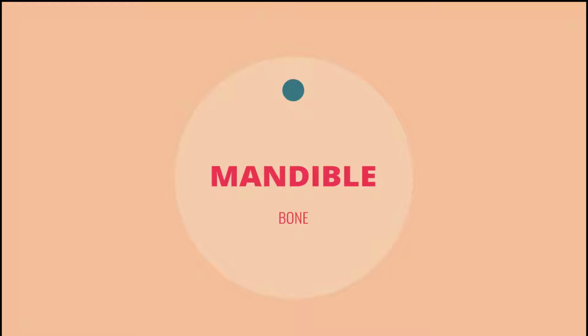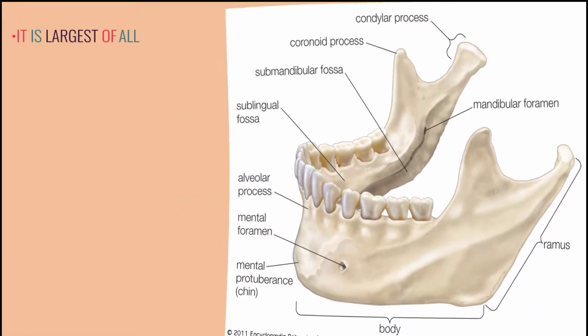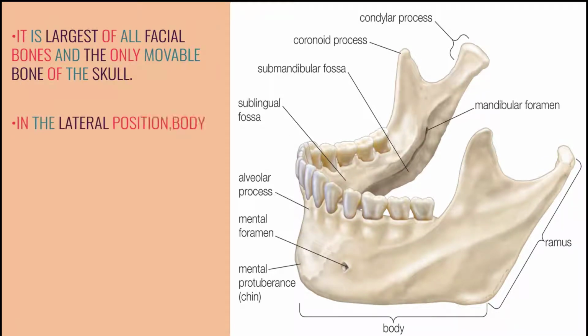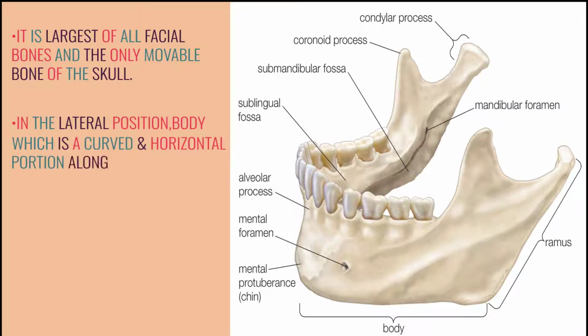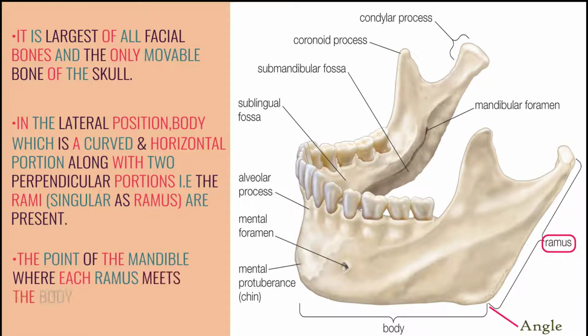The next bone is the mandible, also known as the lower jawbone. It is the largest of all the facial bones and the only movable bone of the skull. In the lateral view, the body, which is the curved and horizontal portion, along with two perpendicular portions, the rami, in singular called ramus, are present. The point of the mandible where each ramus meets the body is known as the angle.